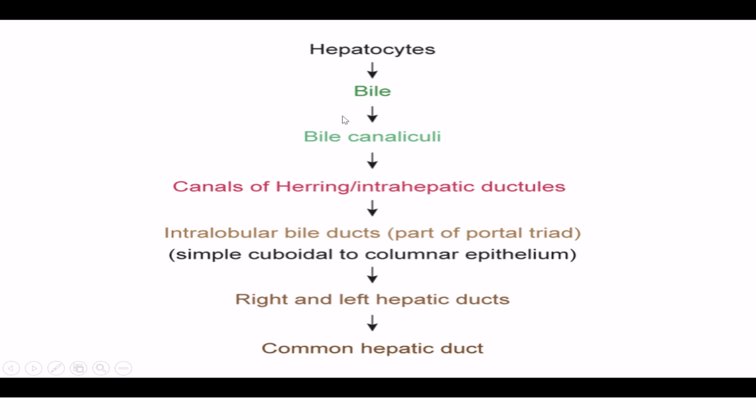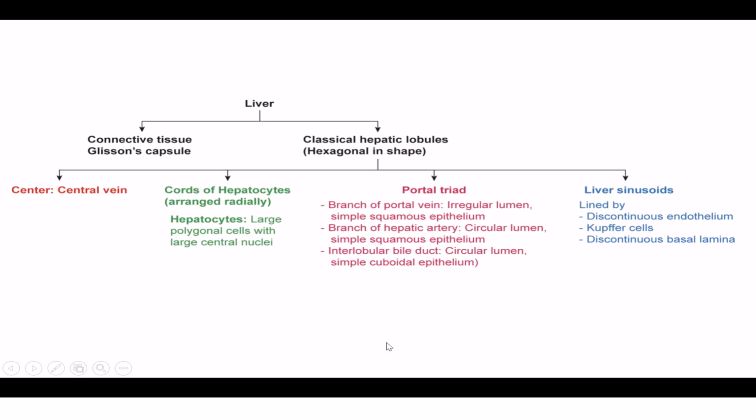So hepatocyte secretes bile into the bile canaliculi that pours into the intrahepatic ductules, otherwise called canals of Herring, that will pour into the interlobular bile ducts. Then ultimately right and left hepatic ducts and common hepatic duct. So once this reaches, this becomes the extrahepatic part where this joins with the cystic duct to form the common bile duct.